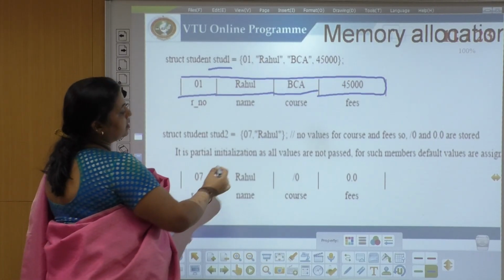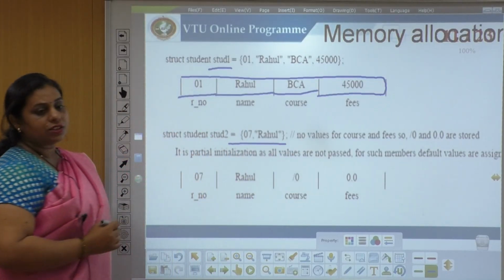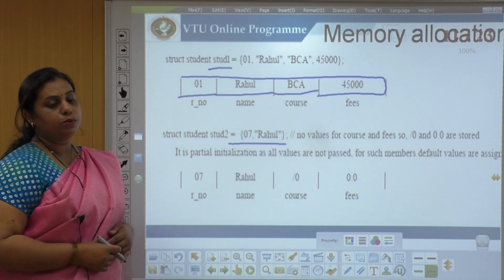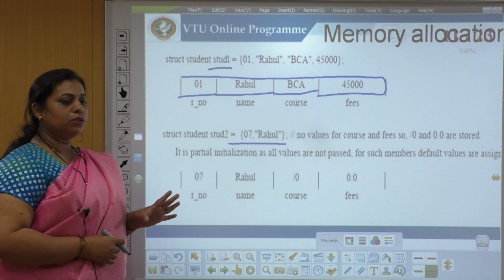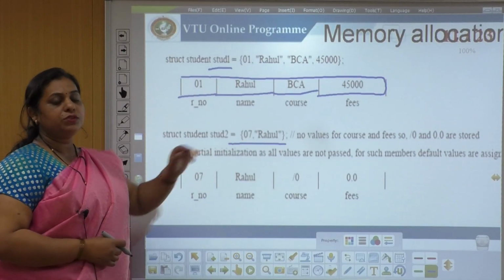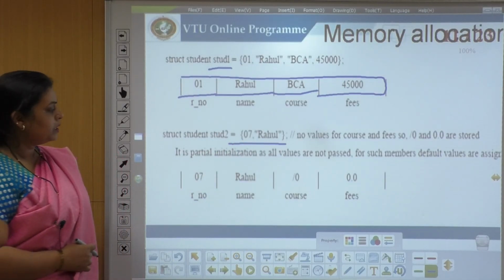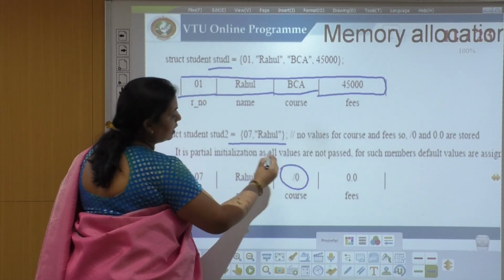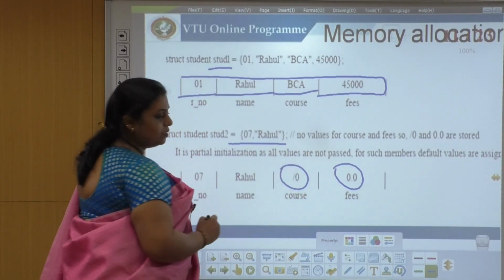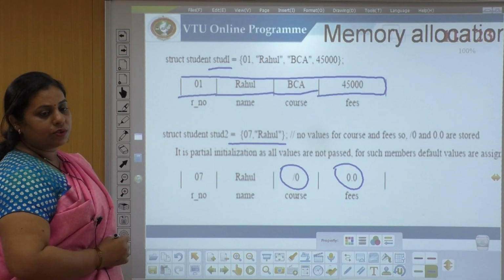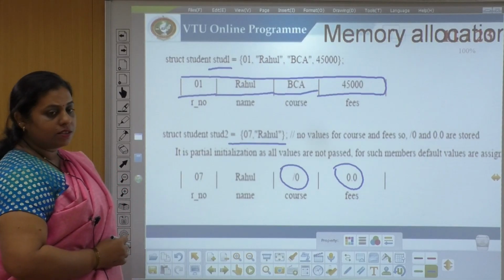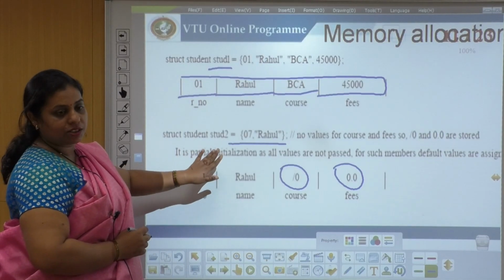If you do partial initialization, it means you are not sure which course he has enrolled in, right? You just know the roll number of Rahul is 7 and you don't know which course he has enrolled in and how much fees he has paid, right? That time, automatically by default, a null value will be set for a string and 0 will be set for the floating value, right? Since it is a floating value, a decimal point will be there, so 0 will be stored as 0.0. This is called partial initialization.